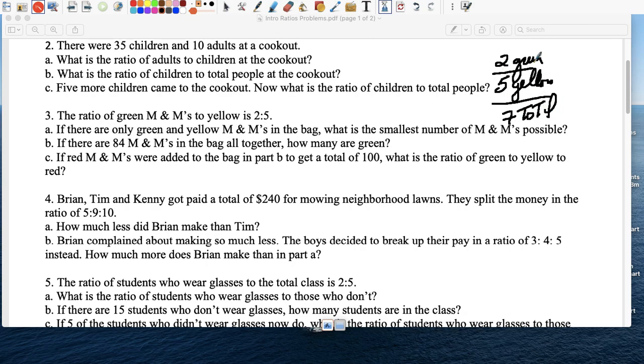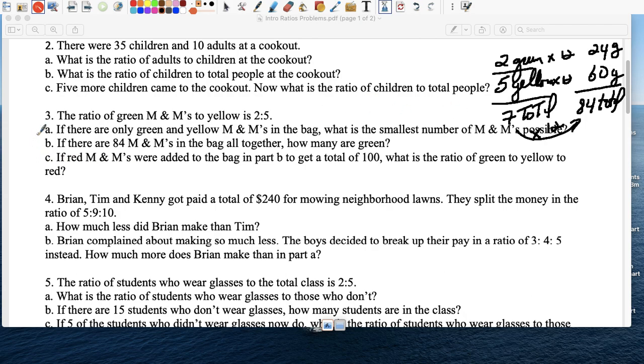Okay, let's see if we can keep using that. If there are 84 M&Ms altogether, how many are green? Well, now, because of the proportion, this multiplier is going to be the same for everybody. So that's times 12, which means this is times 12, which means this is times 12. 24 and 60. 24 green and 60 yellow.